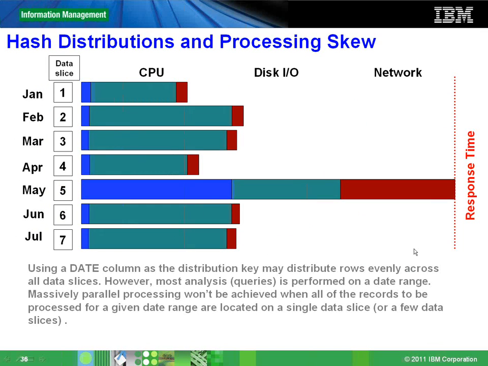The other important thing to remember when you're choosing a distribution key is to not base it on a date column. The example taken here is, let's say there are 7 data slices as usual, and you've distributed based on month, which means that all the data that was ingested during January goes to data slice 1, and all the data that was ingested during July goes to data slice 7.